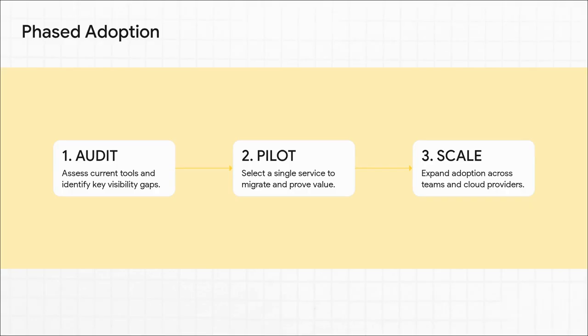Next, you run a pilot. And this is so important. Don't try to change everything at once. Pick a single service, something that's not mission critical, but is still visible, and migrate that first. This lets you prove the value and build momentum with way lower risk. Then, and only then, do you hit step 3, scale. That's when you expand across more teams and more cloud providers.